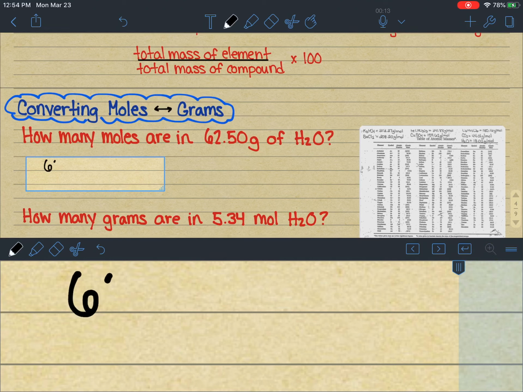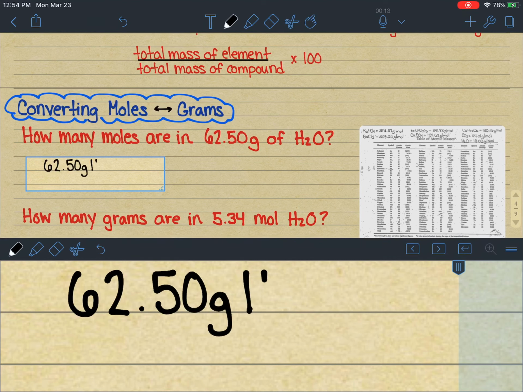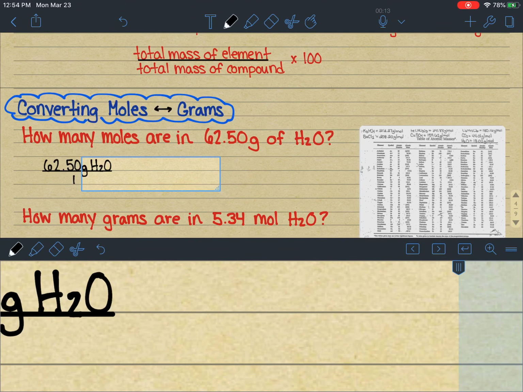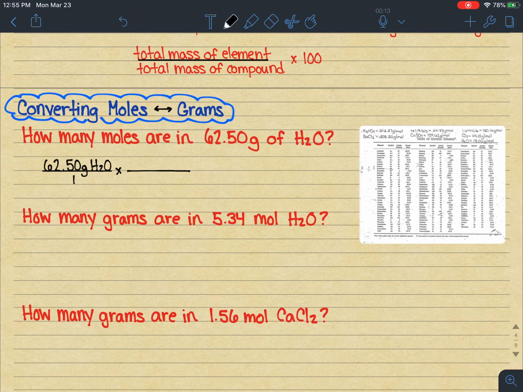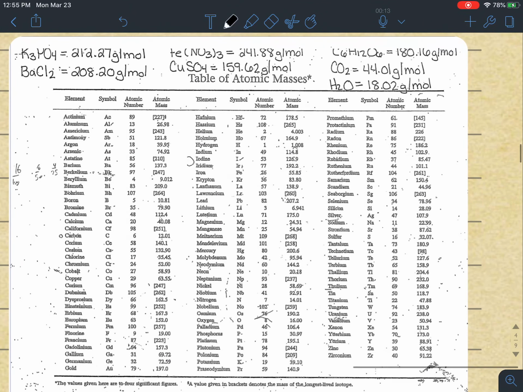So just like all of our other videos, 62.50 grams H2O over 1, right? That was the emphasis from previous exposure to these concepts. The next thing I'm going to need is the molar mass of water. One of the charts that's super helpful throughout this unit, you guys have referred back to this many times, is the table of atomic masses.